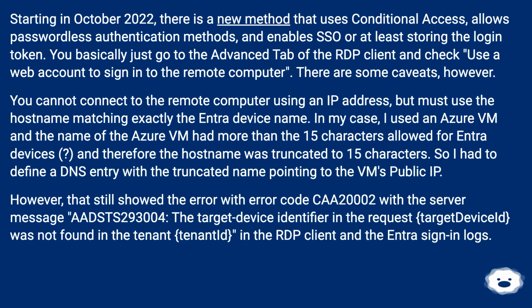You cannot connect to the remote computer using an IP address, but must use the hostname matching exactly the Entra device name. In my case, I used an Azure VM and the name of the Azure VM had more than the 15 characters allowed for Entra devices, and therefore the hostname was truncated to 15 characters. So I had to define a DNS entry with the truncated name pointing to the VM's public IP.